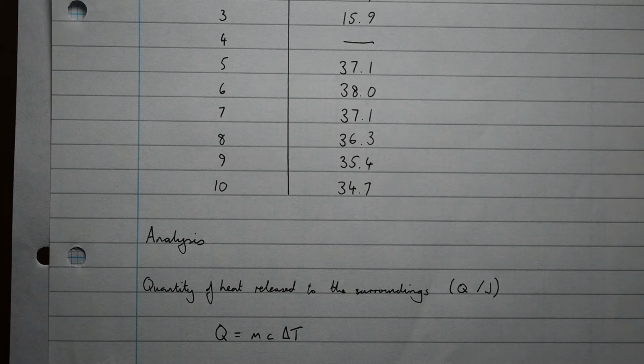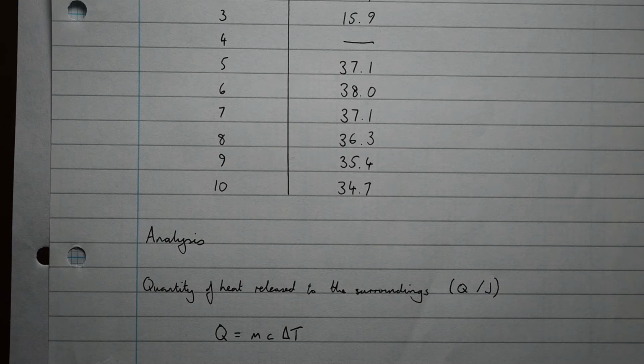And the equation to measure that quantity of heat is Q is equal to mcΔT, where m is the mass of solution, so the mass of water that got heated up. C is the specific heat capacity of water and has a value of 4.18 joules per gram per Kelvin. So that's the amount of energy you need to heat 1 gram of water by 1 degree C or 1 Kelvin. The increase is the same in both Celsius and in Kelvin. And then ΔT is the change in temperature.